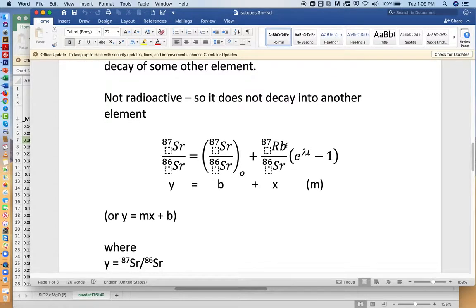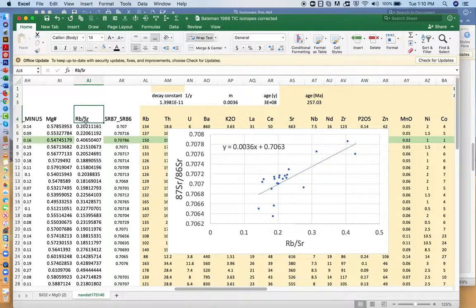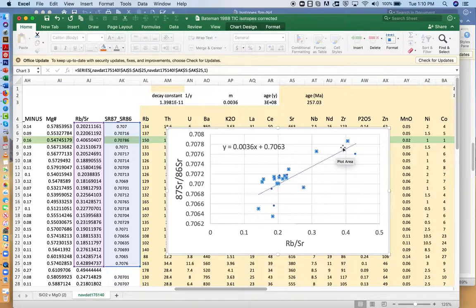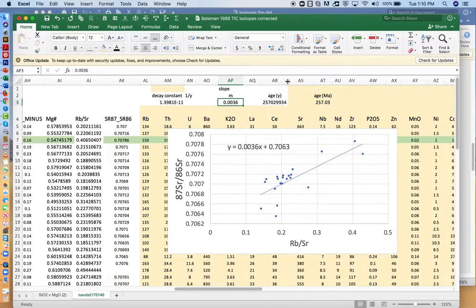the x-axis should really be rubidium 87 over strontium 86. And what we did is we took a shortcut and just took rubidium over strontium because that's all we have. This is total rubidium that was analyzed divided by the total amount of strontium. And we got these numbers that look like this. So we had a slope here of 0.0036. So there's M, that is the slope, and using 0.0036, we get an age of 3 times 10 to the 8 years, actually, probably it's 2,570 million years.